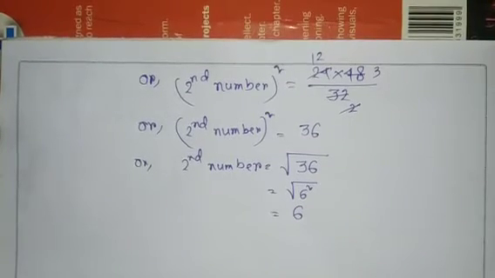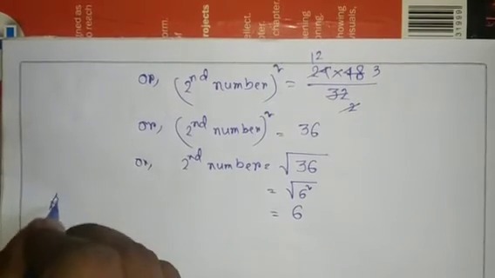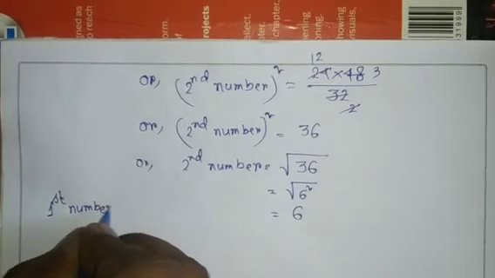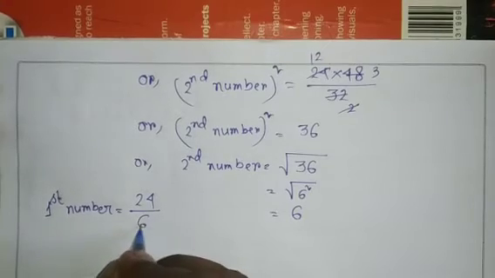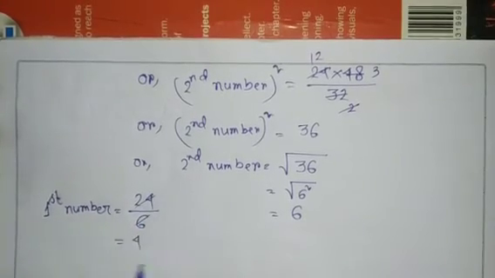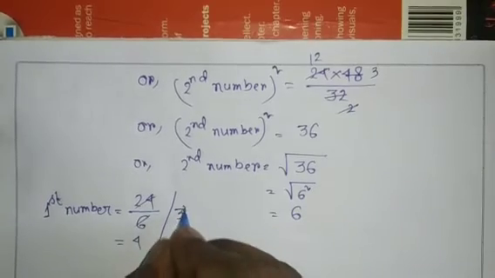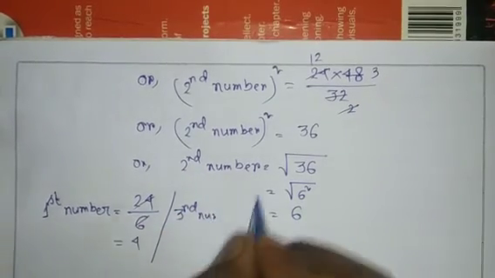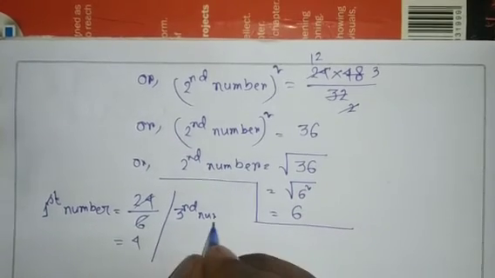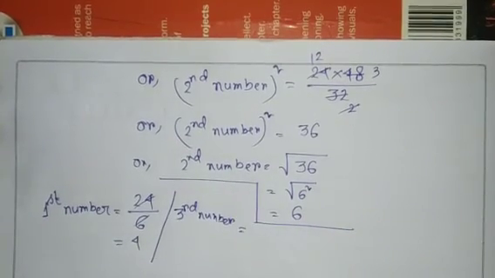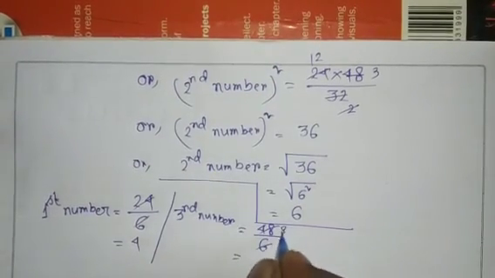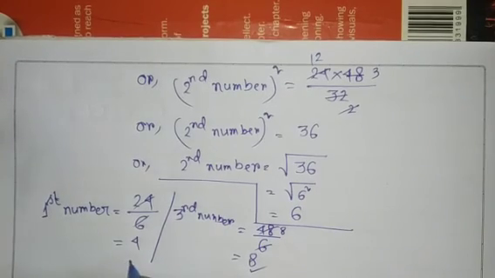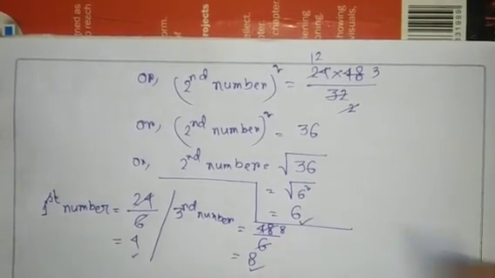Now we need to find the first and third. Look, from equation number 1, first number equals 24 by second number. Second number is 6. That means 6 4s are 24. That is, first number is 4. Then we need to find the third number also. So third number, from equation number 2, is 48 by second number, which is 6. That means 6 8s are 48. That means third number is 8, first number is 4, and the second number is 6. I hope it is clear now.